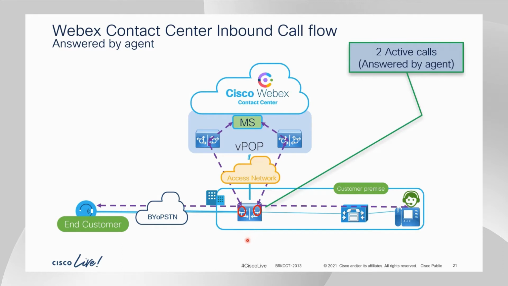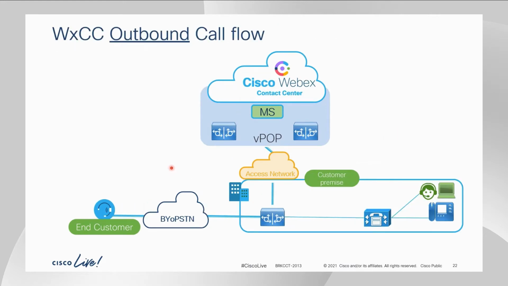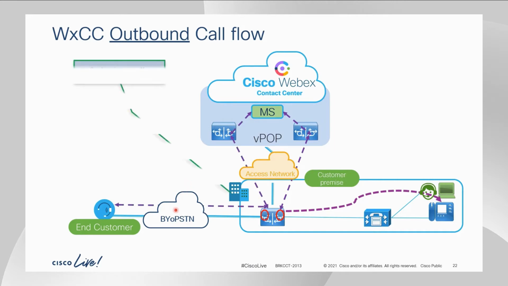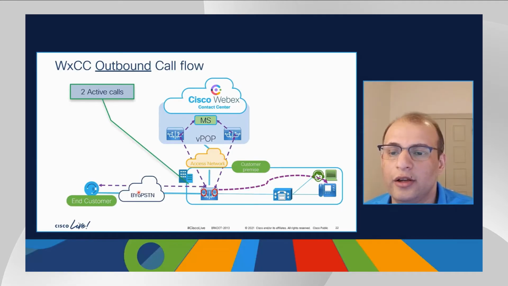So if you recall, I said every answered call by an agent is 2 call legs. This is your call leg number 1, and this is your second call to the agent. Similarly, for outbound calls from the agent, we offer the call to the agent first, and once the agent accepts, we set up the outbound via the cube to the PSTN to connect with the end customer. And you can see these are 2 active calls as well.